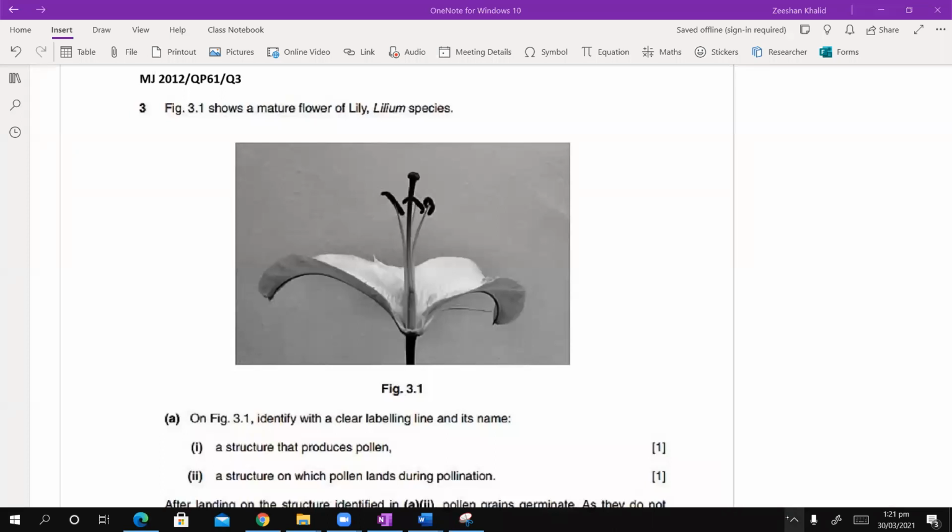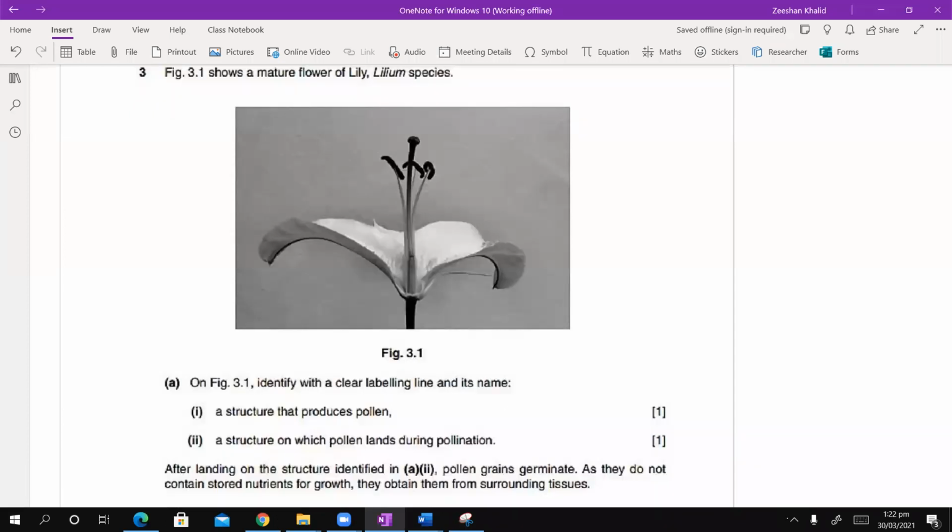Okay, whatever the case is. चलें जी. So the first question says it's मैंने ऊपर year paper का year number भी दिया हुआ है. It's a slightly old paper, May 2012. This is question 3 of that paper. It says figure 3.1 shows a mature flower of lilium species. On figure 3.1, identify with a clear labeling line and its name.